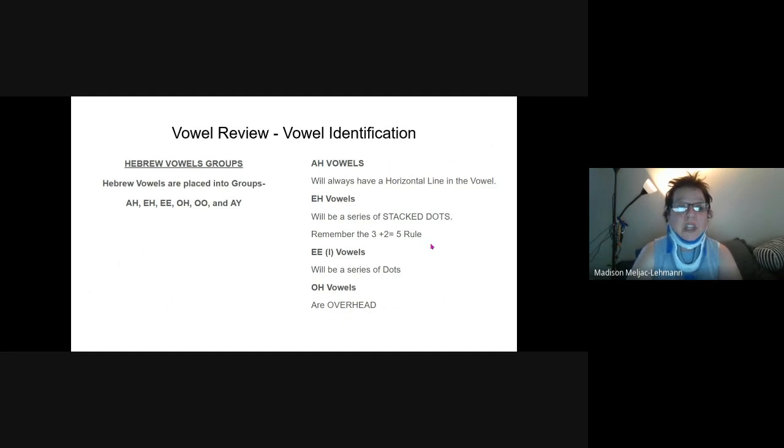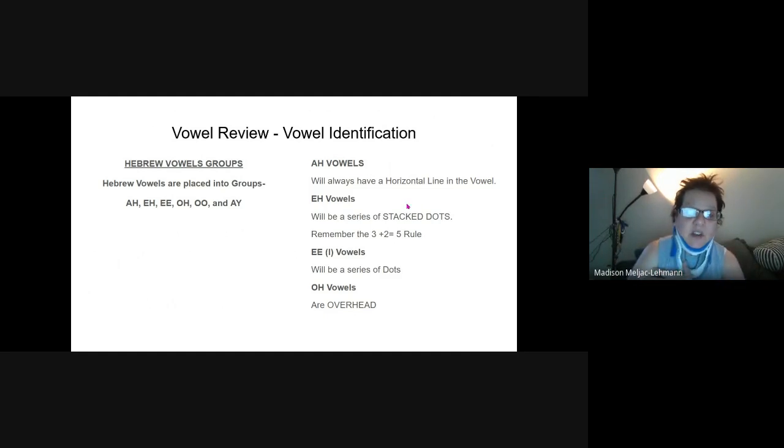And here's what I call some reading rules on the right side. So the ah vowels, okay? What's a cheat sheet way to know if you have an ah vowel? Well, one of the cheat sheet methods is if there is a horizontal line in the vowel, it'll always be an a vowel. Whether it's a kamats, a patak, or the hataf patak, there will always be a horizontal line in the vowel. That's easy. So you know, oh, there's a line, it has to be some kind of ah vowel.